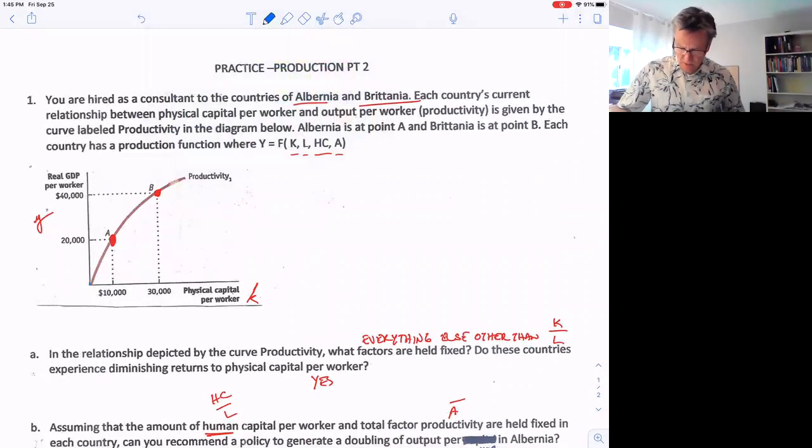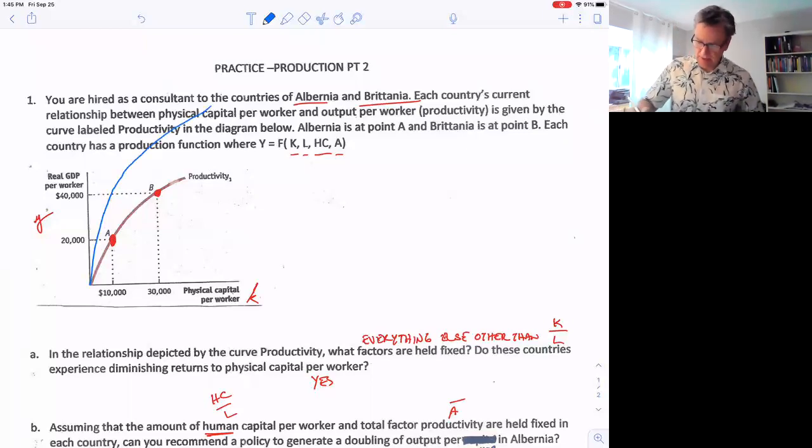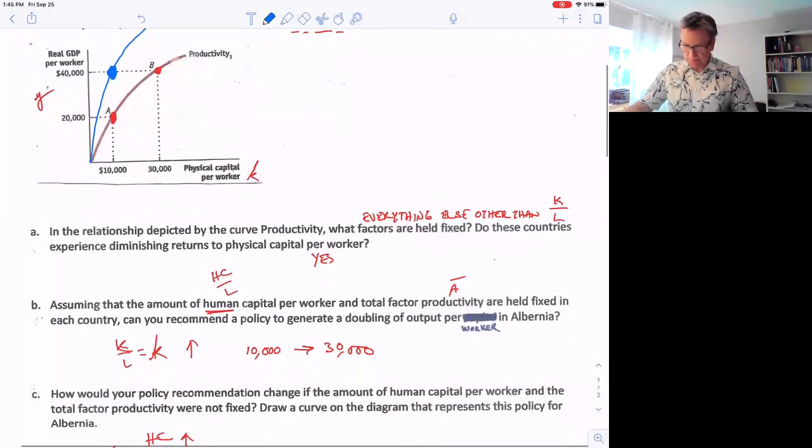such that with the same amount of physical capital per worker, we could have $40,000 of GDP per worker. So with a curve like that in the blue line, then we could get to a point right here and have the same real GDP per worker without increasing the capital labor ratio.